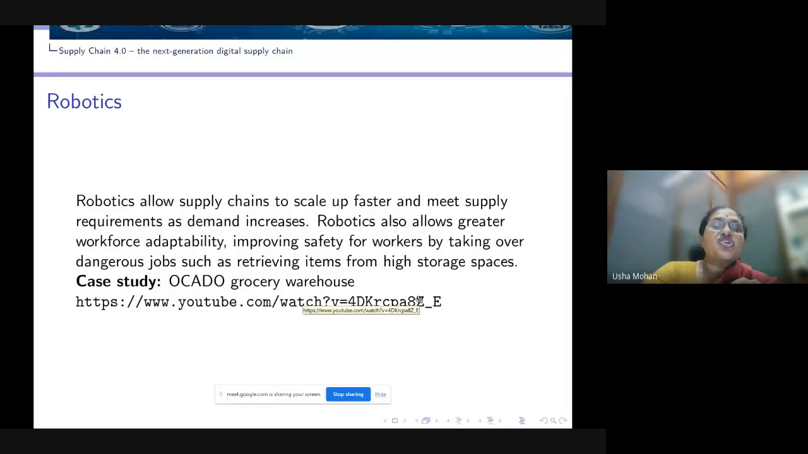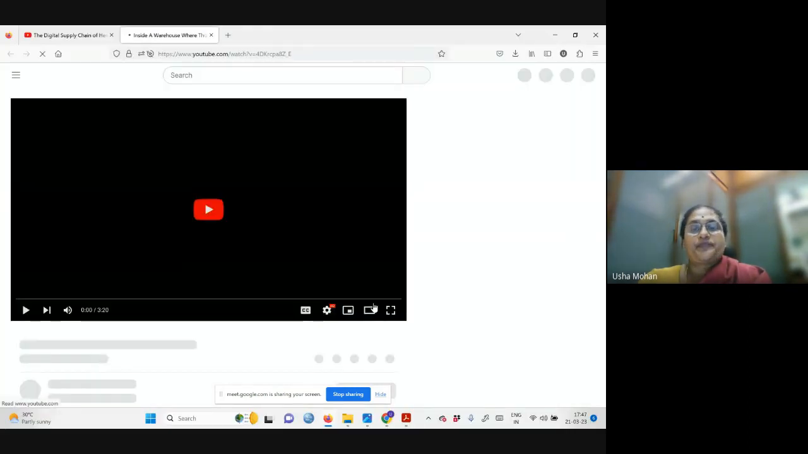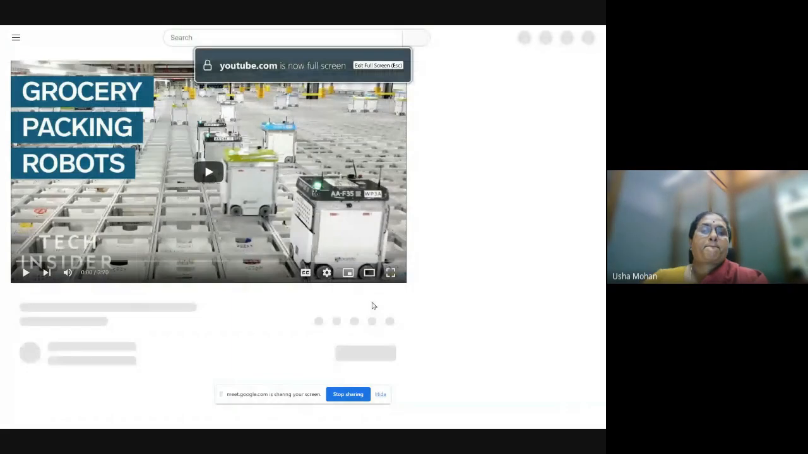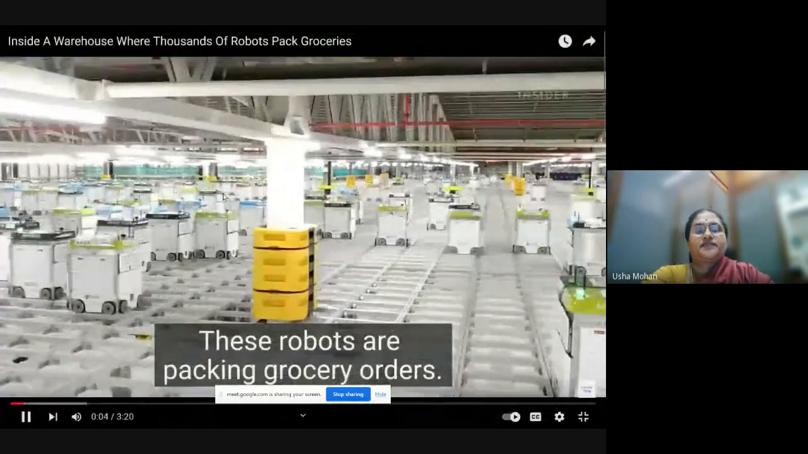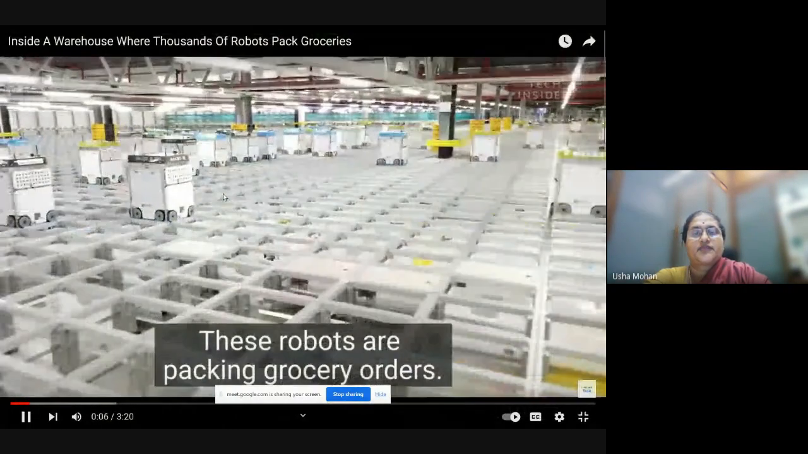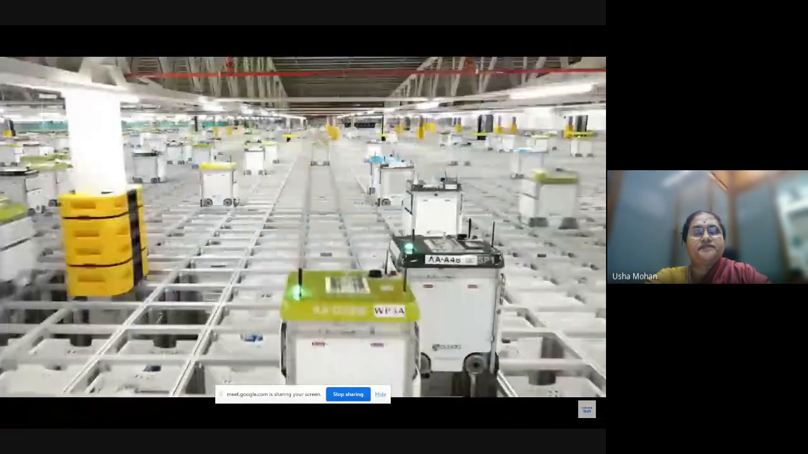So in warehouse management, which is again a very important portion of supply chain, we see robotics plays a very, very key role. One of the case studies I have for you today is on the Ocado grocery warehouse and how robotics has helped the warehouse. So you can see here the robots are actually packing grocery orders.